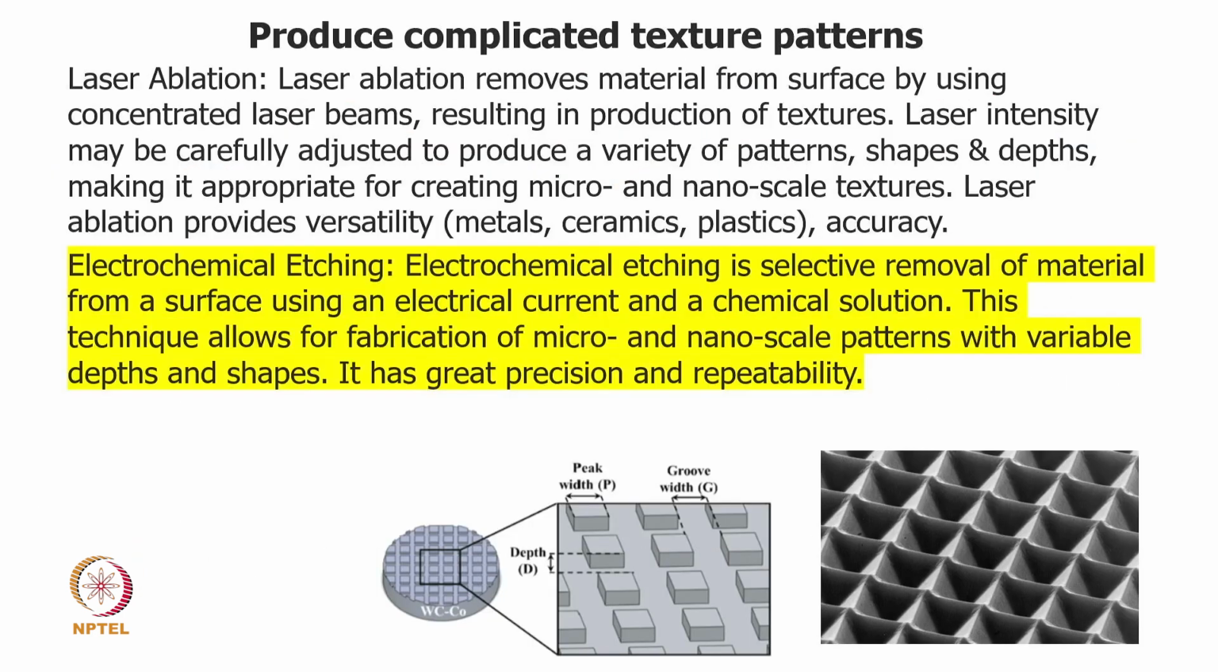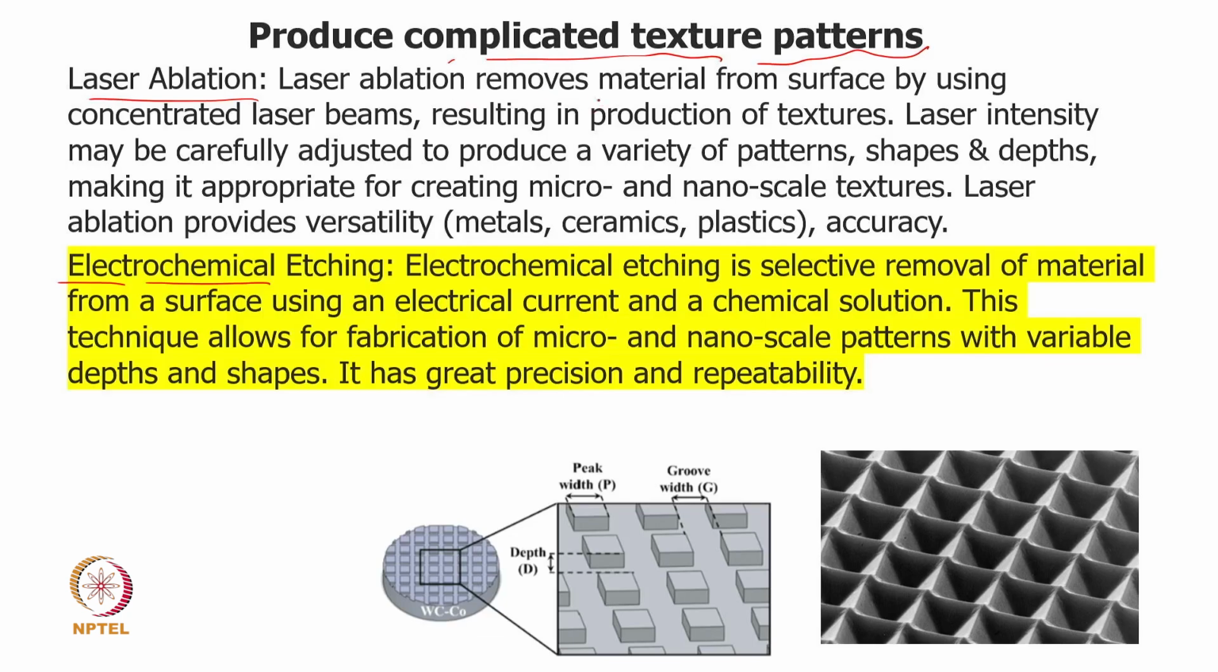Now, let us talk about the two well known manufacturing processes, particularly for complicated texture patterns. One is called a laser based technique, the other one is electrochemical. In the previous slide we mentioned chemical etching; here we are talking about electrochemical etching. While laser ablation is basically removing the material, and again it will have two divisions. So, what are those things?